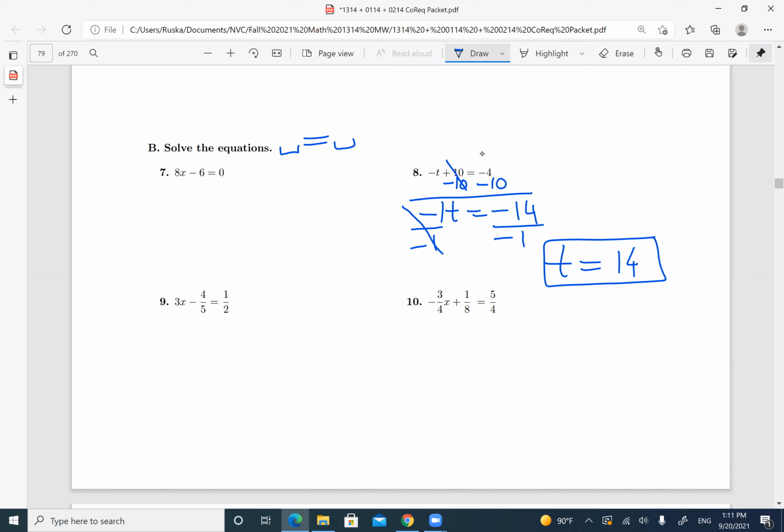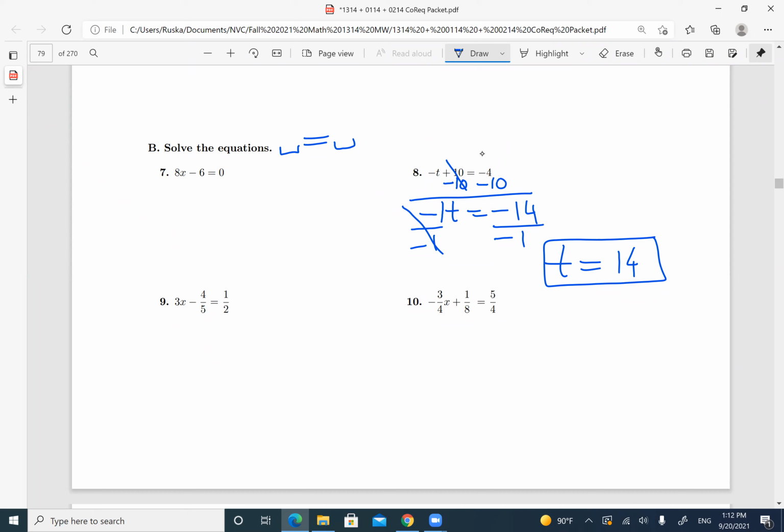So in the first part A, where we have to evaluate, they give me the value for the x or for the t. In this part here, part B, they give me the equation and I have to find what is t or what is x. Make sense? It's a different process.